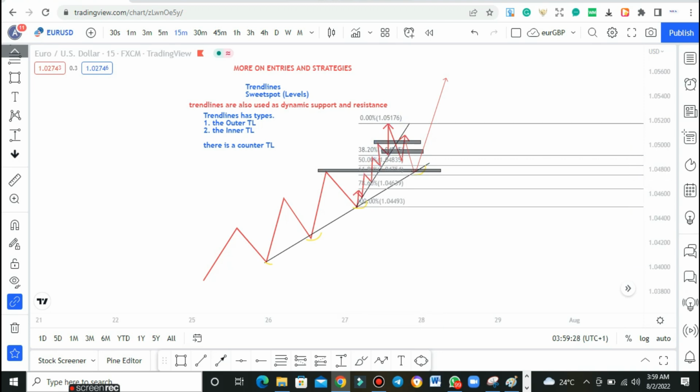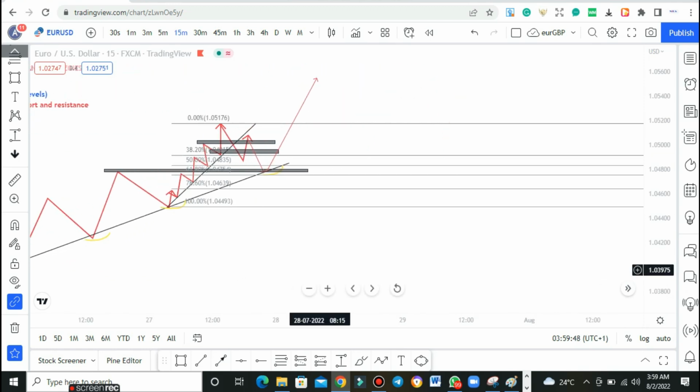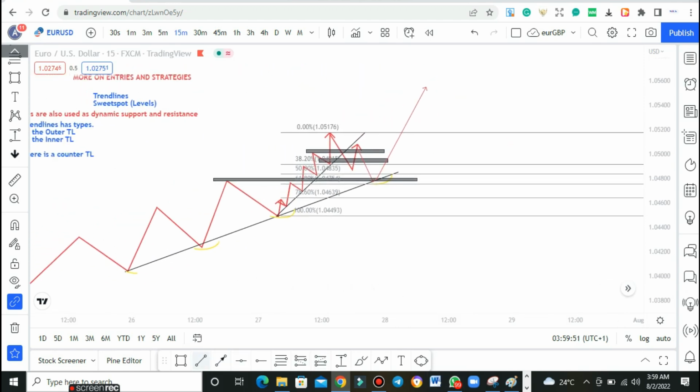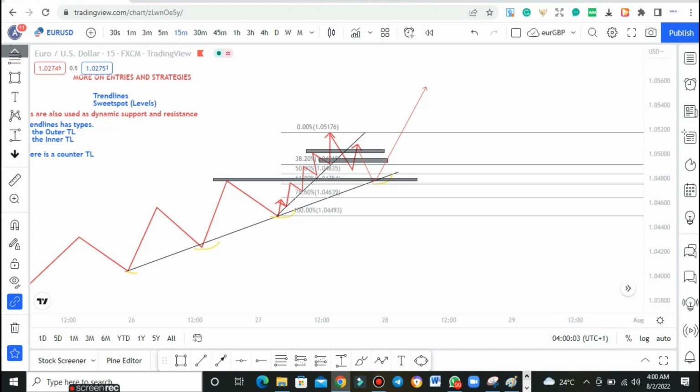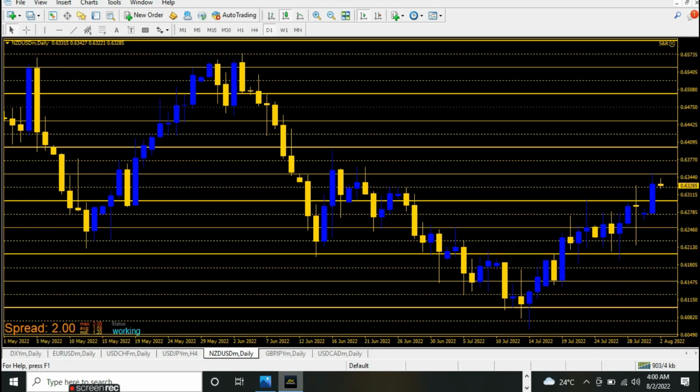So let me show you what I mean by sweet spot and entry. Now this is a counter trend line, right? This is the outer trend line. This is an inner trend line, which is also a counter trend line. Let me show you. See counter here. Are you seeing it? We'll go to the chart. Don't worry. Let me not confuse you with all this. We will get to the chart. Let's do this fast. Let's check MT4.